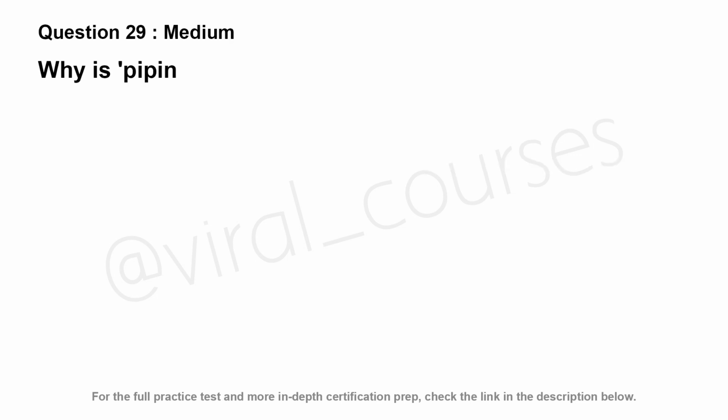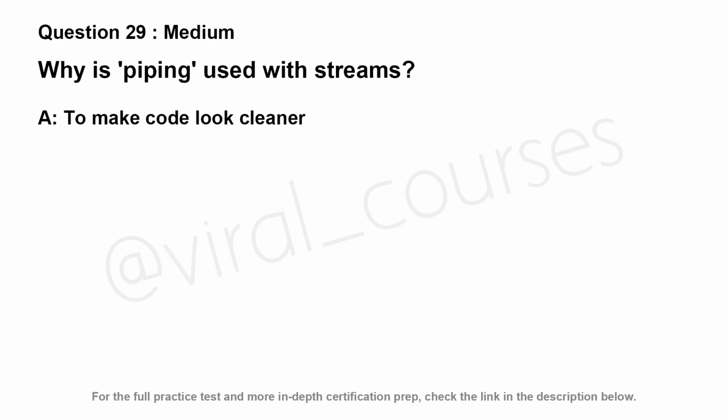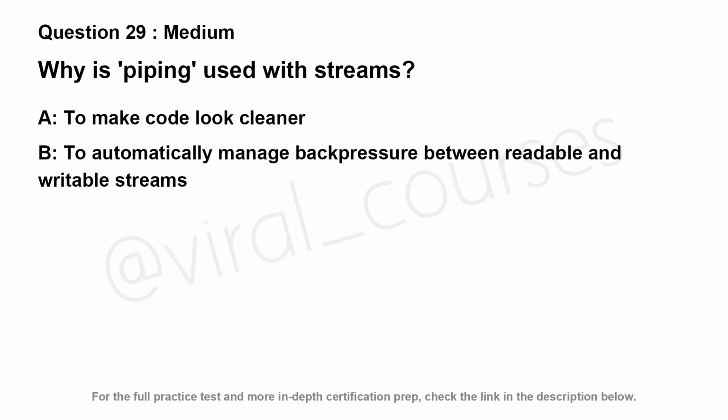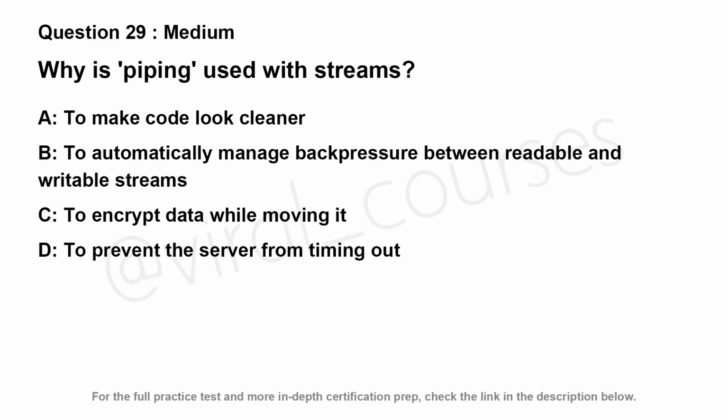Why is piping used with streams? Option A. To make code look cleaner. Option B. To automatically manage backpressure between readable and writable streams. Option C. To encrypt data while moving it. Option D. To prevent the server from timing out.